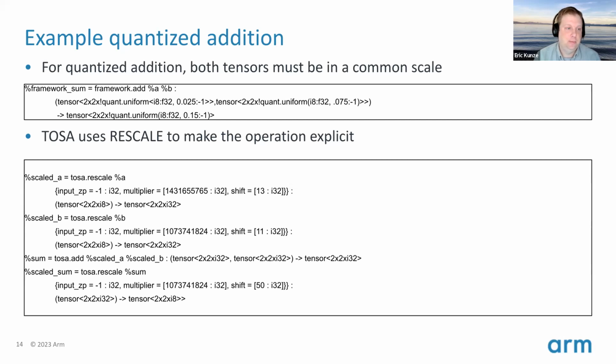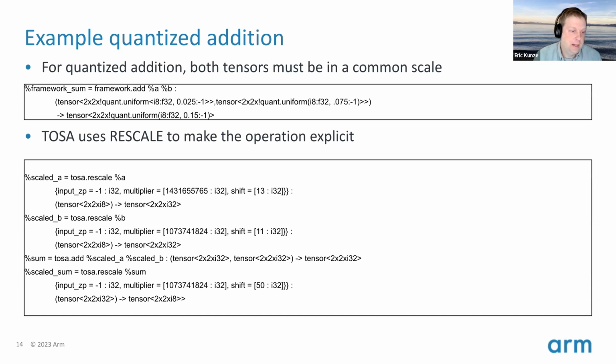So what happens in TOSA is we break this addition out, and we scale each input. You can see a TOSA rescale of the first input with a given multiplier and shift. You can see the second input being scaled with its specific multiplier and shift. And that brings those into a common domain so that you can actually do the addition. At that point, you have essentially unquantized, just plain 32-bit integers that you can add together without worrying about scale problems or zero points.